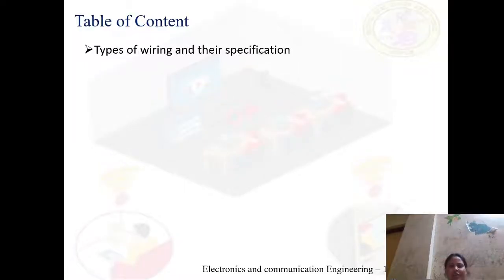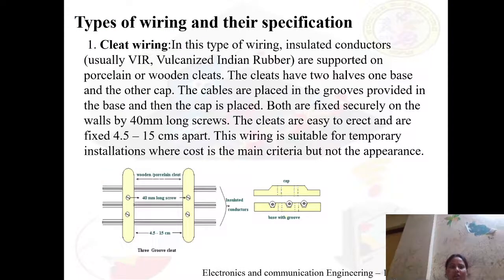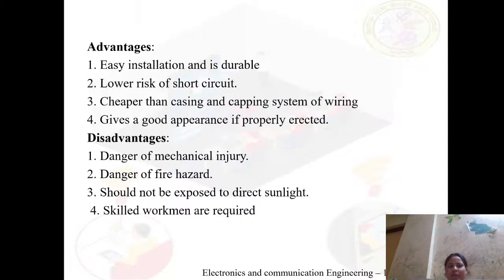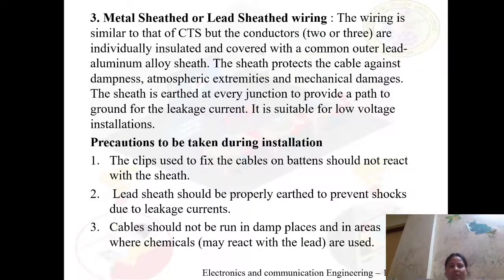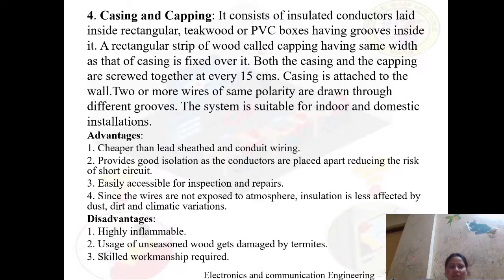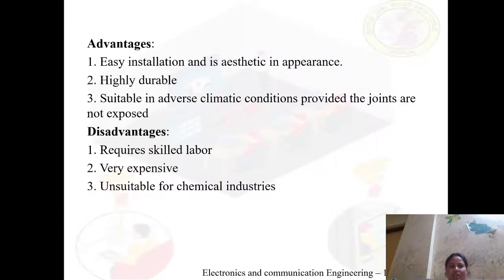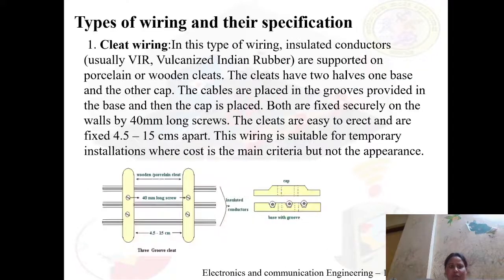Hi, let us discuss the types of wiring and their specifications. There are different types of wiring which we use for domestic purposes: cleat wiring, cable tyre sheathed wiring or tough rubber sheathed wiring, or batten wiring, metal sheathed or lead sheathed wiring, and casing and capping, conduit wiring. So these are the different types. Let us go one by one.